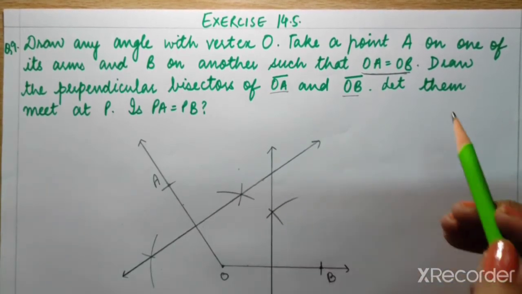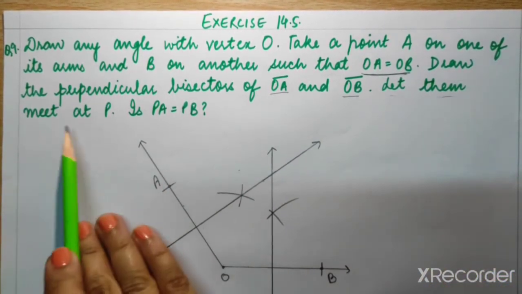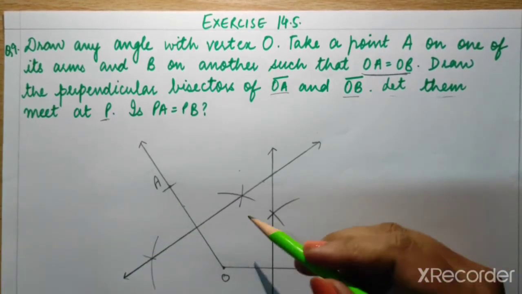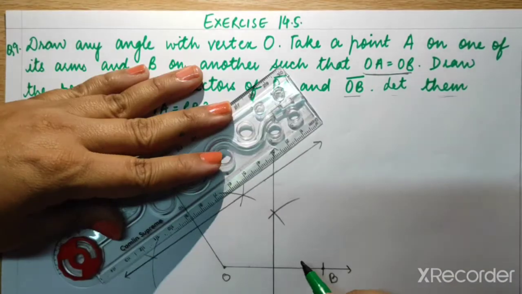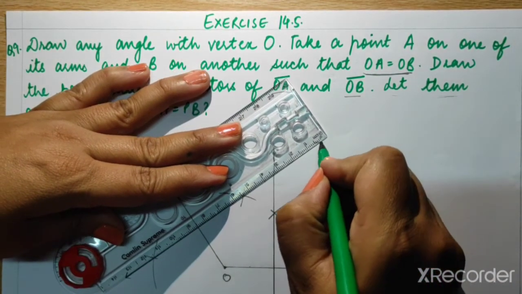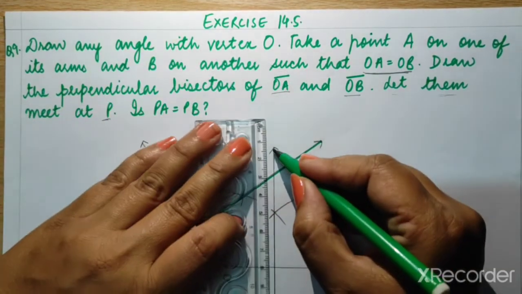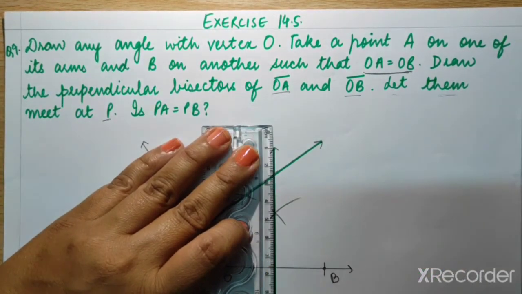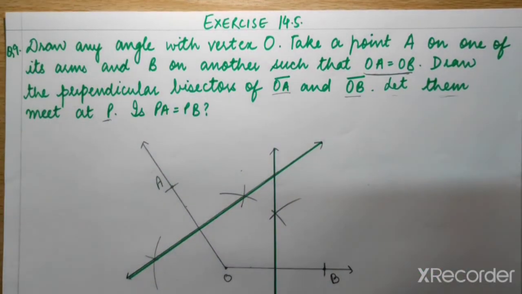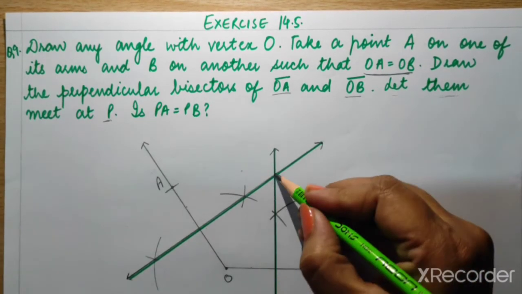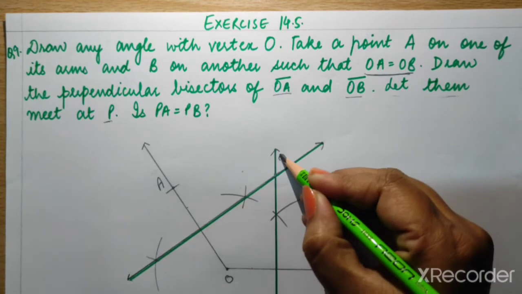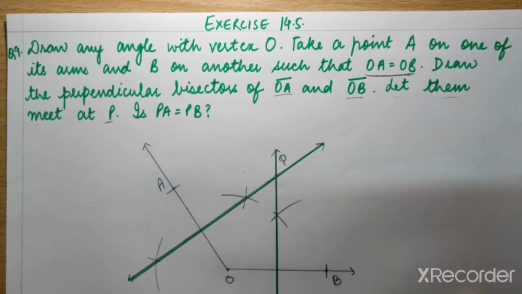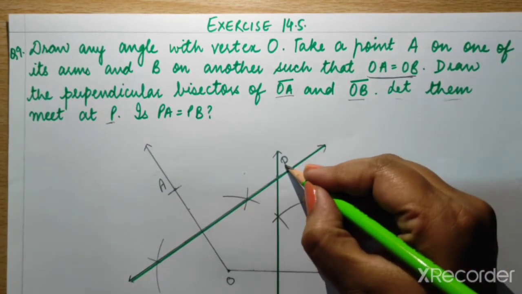Where they meet, let them meet at point P. Where these two perpendicular bisectors are meeting, let me highlight this for you again. These are the two perpendicular bisectors. Here we have to give the name. Where do they meet each other? These two are meeting at this point. This is point P. We have to give this name as point P.